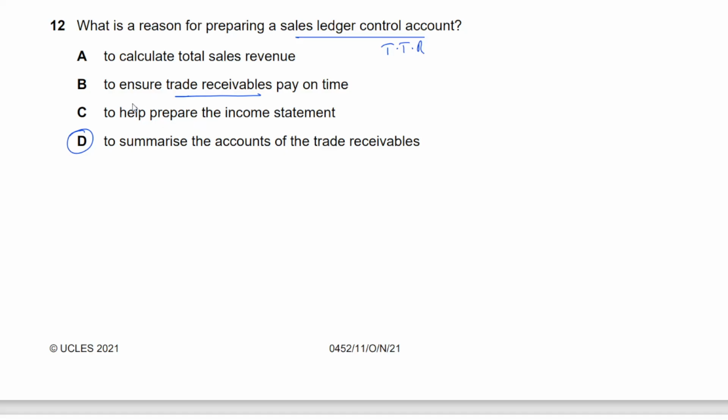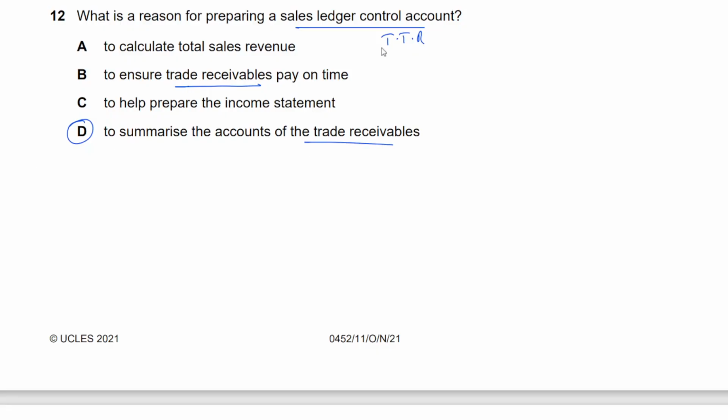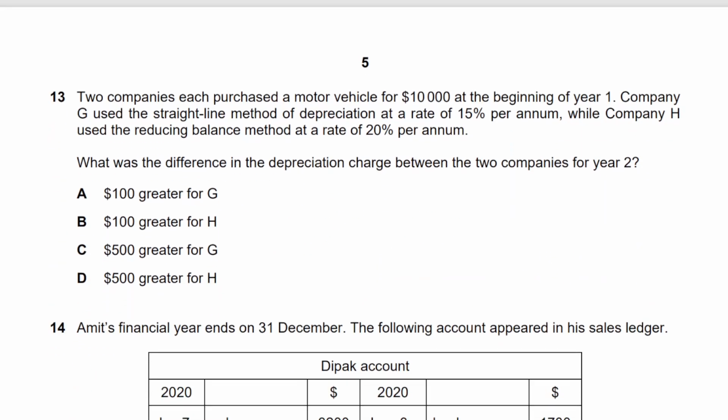Because B is related to ensuring trade receivables pay, but it's very indirect. What you do is you look at your total trade receivables. If it's too high, then you try to contact your trade receivables. But still, it's very far away from the right answer. Because if you want to ensure that trade receivables pay on time, you have to look at individual trade receivables rather than the total. You look at the individual, see how long they're taking, and based on that you contact them. So B is not the best option. D is an easy choice in this case. It's a summary of all the trade receivables, the sales ledger control account, total trade receivables, because it has the totals of everything. So it's a summary of your whole account.